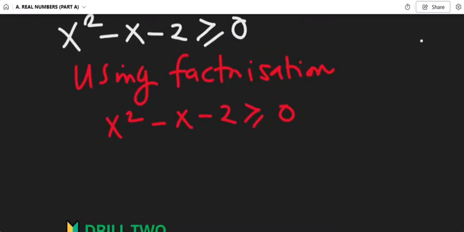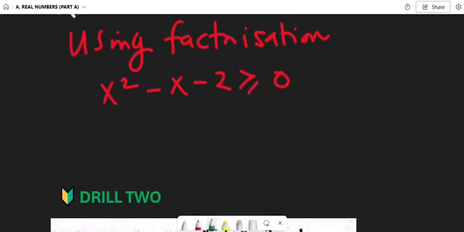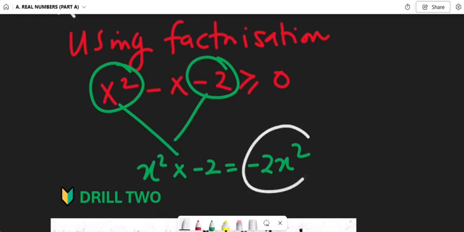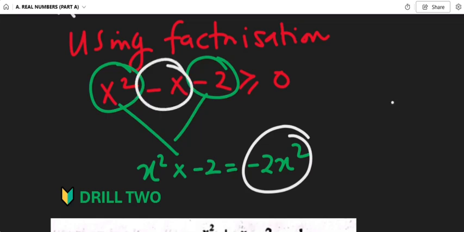In this case, the first thing you need to do is to multiply the first term and the last term together. That means x squared multiplied by negative 2, which gives negative 2x squared. The next question you need to ask yourself is, what two numbers will I multiply that will give me this, and when I add the same two numbers, I will get the middle term? The two numbers are minus 2 and plus 1.